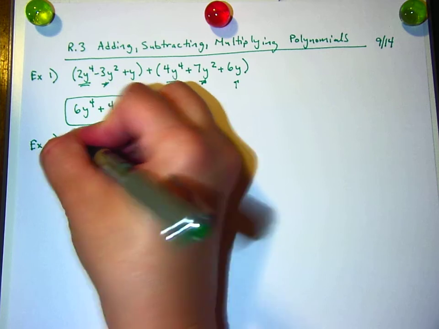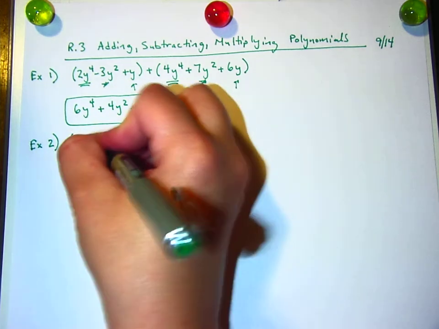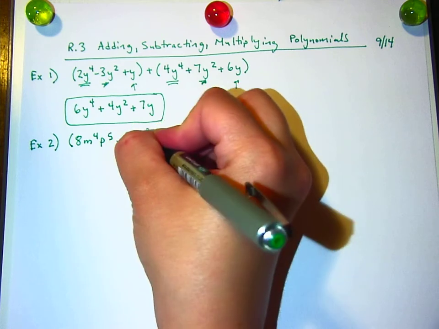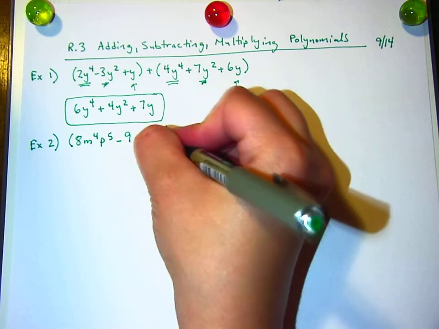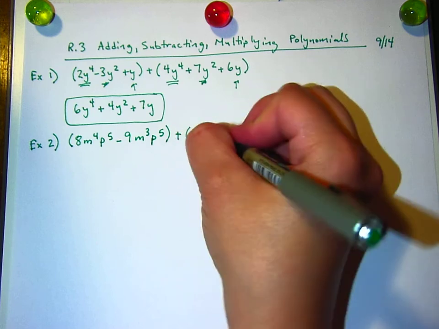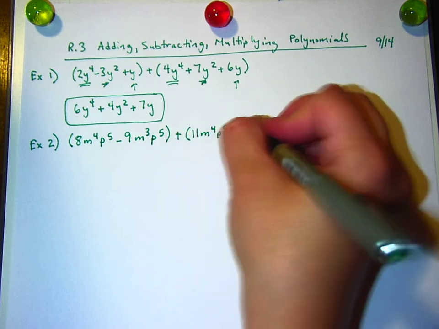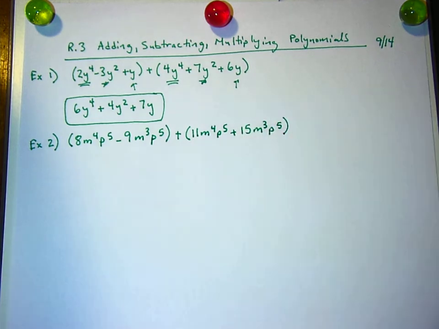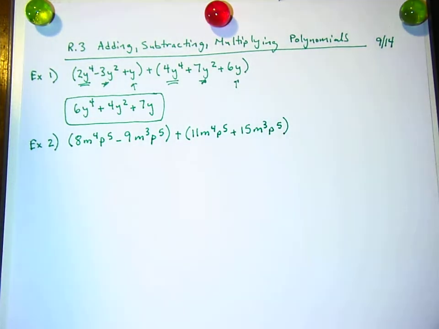Alright, this one is 8 m to the 4th p to the 5th minus 9 m to the 3rd p to the 5th plus 11 m to the 4th p to the 5th plus 15 m to the 3rd p to the 5th. Alright, go ahead and copy it down and then pause this video and try this problem out. See if you get it right.